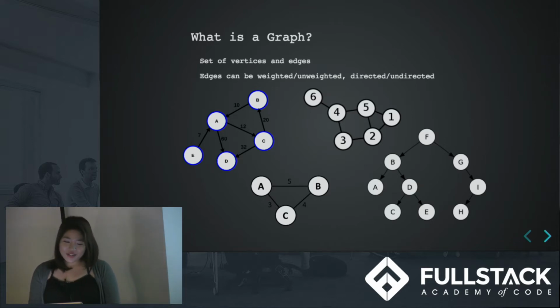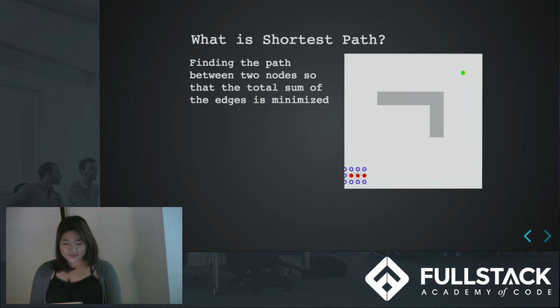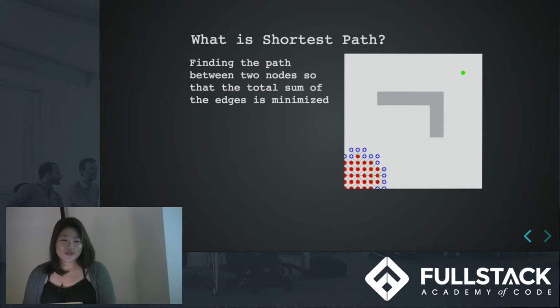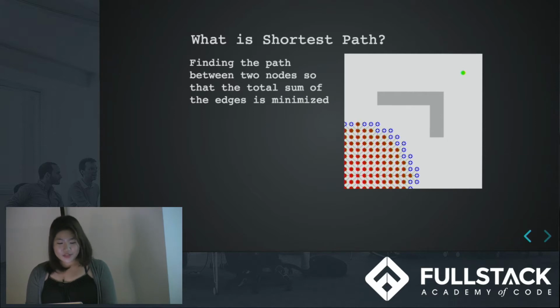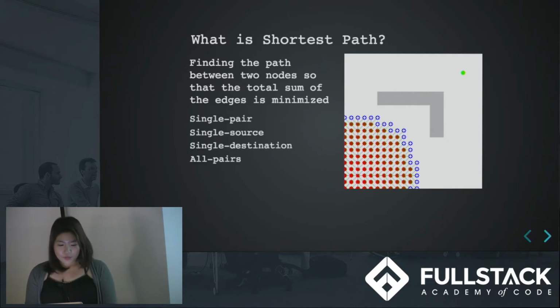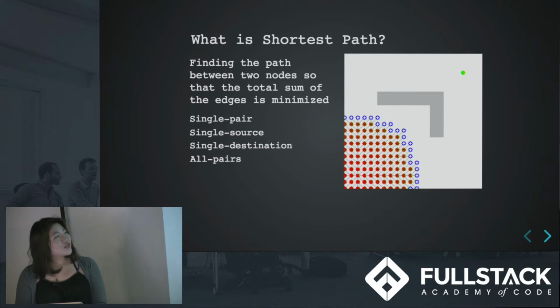So now if we actually get into what the shortest path problem is, it's exactly what it sounds like. We are looking for the shortest path between two nodes in a graph, such that the sum of all of the edges is minimized. And we can categorize them into 4 different types. We have the single pair shortest path, single source shortest path, single destination shortest path, and all pairs shortest path. So the 2 algorithms that we're going to be talking about today will actually cover the first 2, single pair shortest path and single source shortest path.